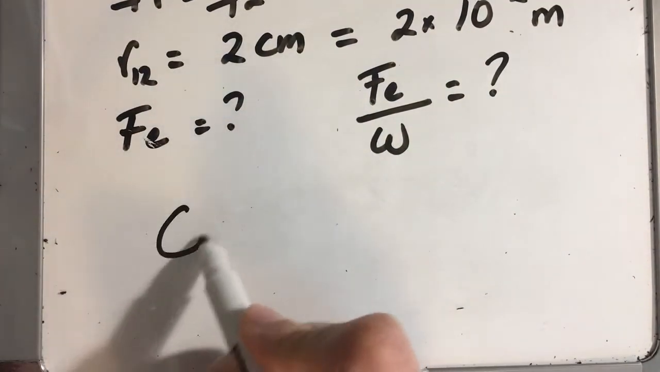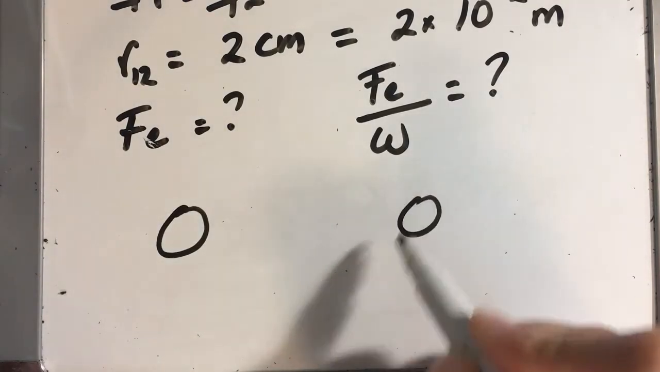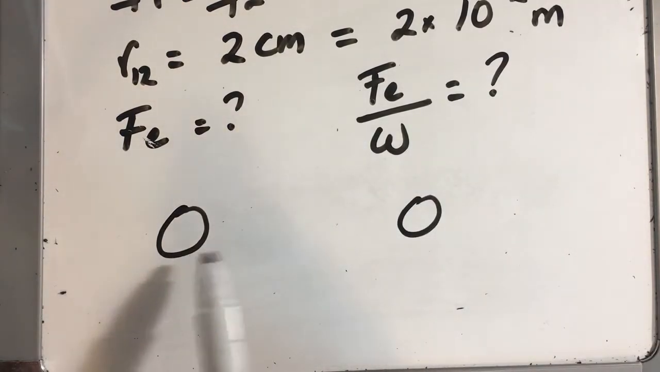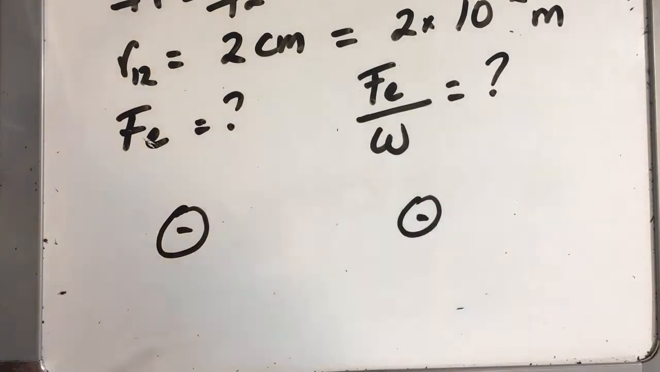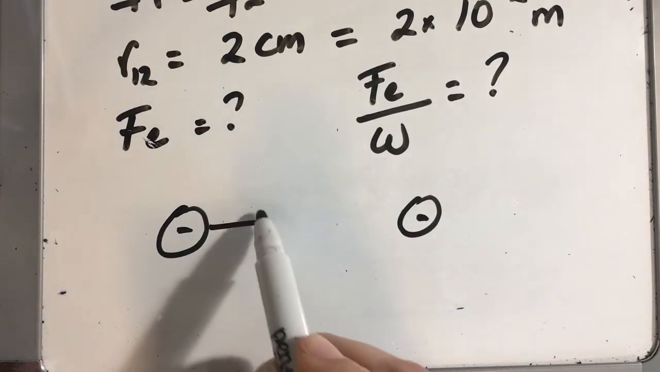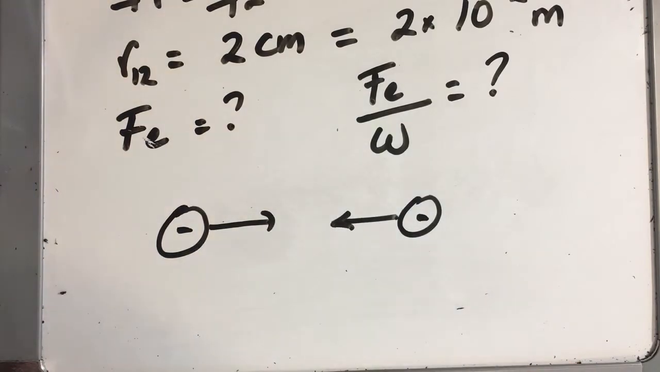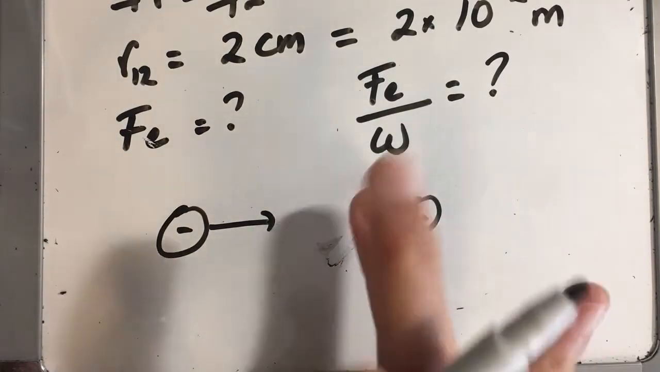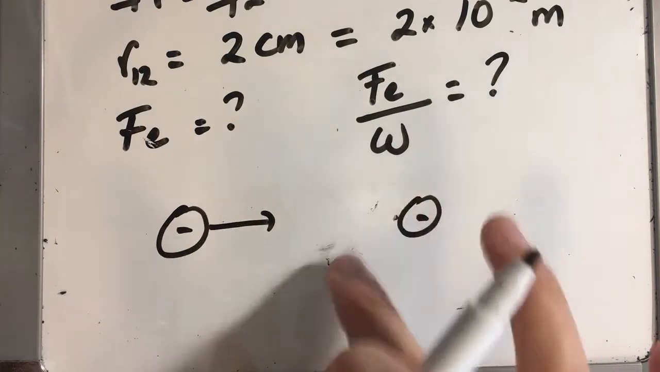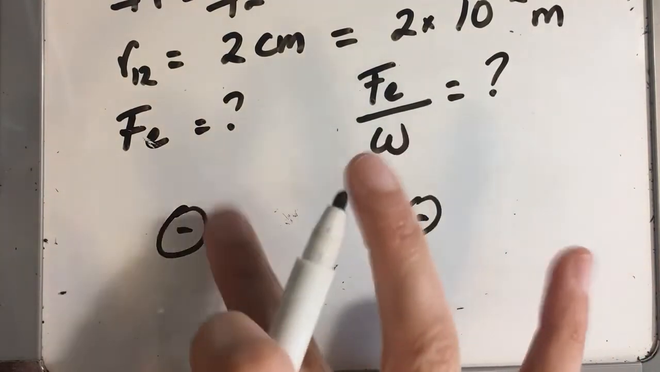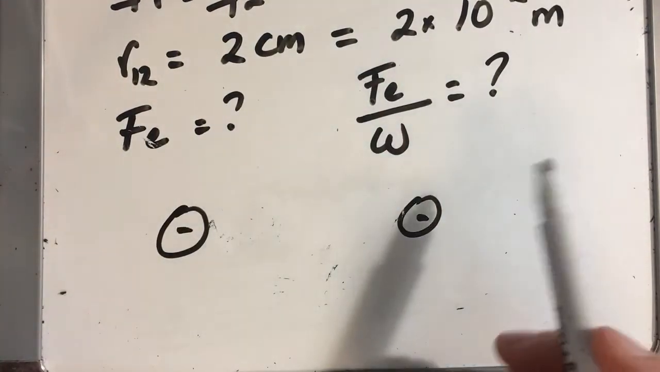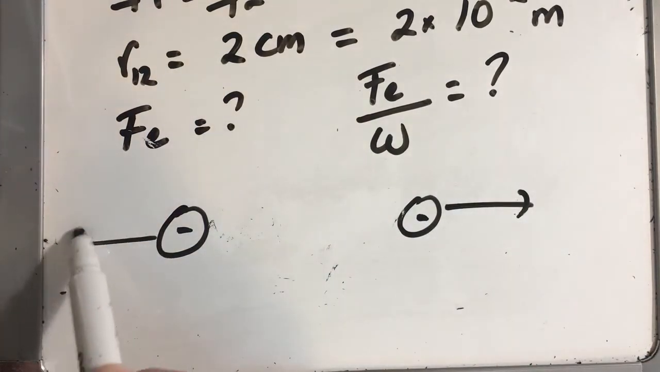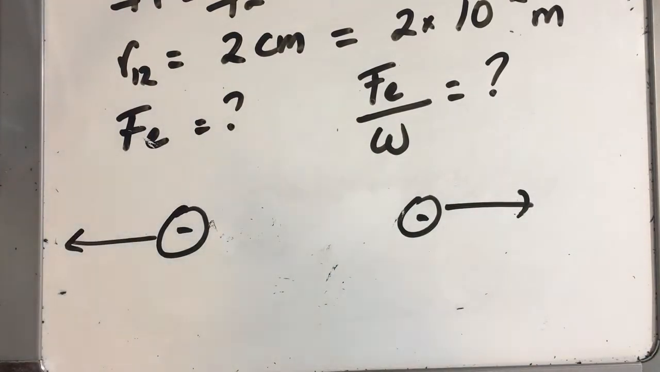We have our sphere here, sphere 1, sphere 2, right? Both of them have negative charges, which means that they are going to feel not attractive, but a repulsion force, okay? This charge is going to be pulled away from this charge and vice versa.